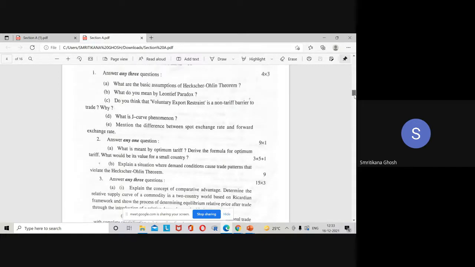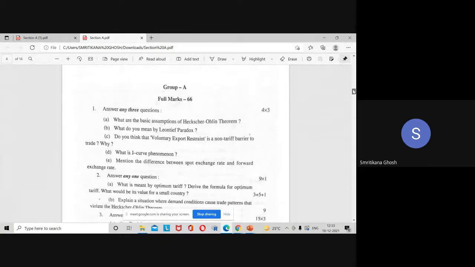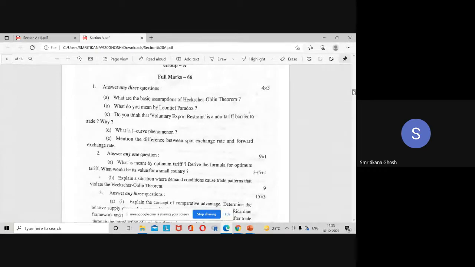Now next one. Derive the open economy. No, this is not government deficit. No. 8 and 9 I am not discussing. But I will share this set in LMS definitely. You will get the question from there. What are the basic assumptions? I think this is a recent question paper. Anyway, what are the basic assumptions of the HO theorem? 4 marks, very easy to give the answer.